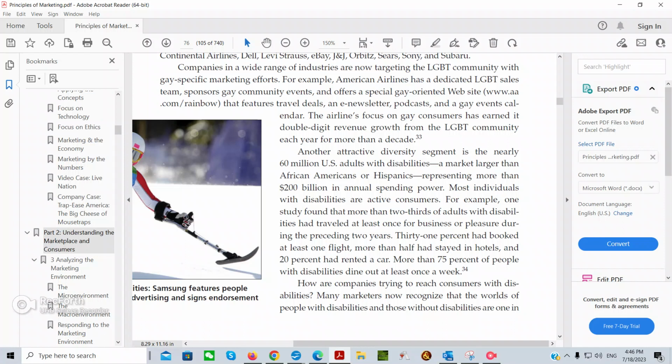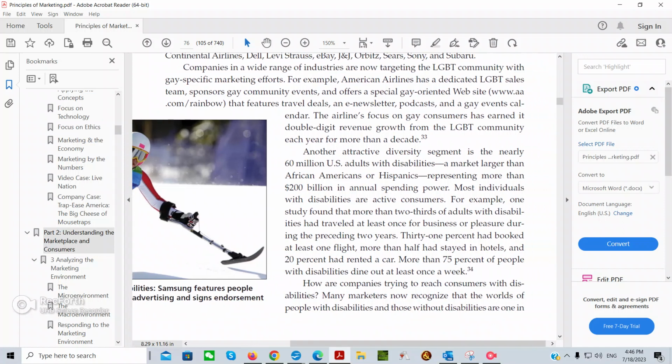Moving on, another attractive diversity segment is the nearly 60 million U.S. adults with disabilities, a market larger than African Americans or Hispanics, representing more than $200 billion in annual spending power. Most individuals with disabilities are active consumers. For example, one study found that more than two-thirds of adults with disabilities have traveled at least once for business or pleasure during the preceding 2 years. 31% had booked at least one flight, more than half have stayed in hotels, and 20% have rented a car.